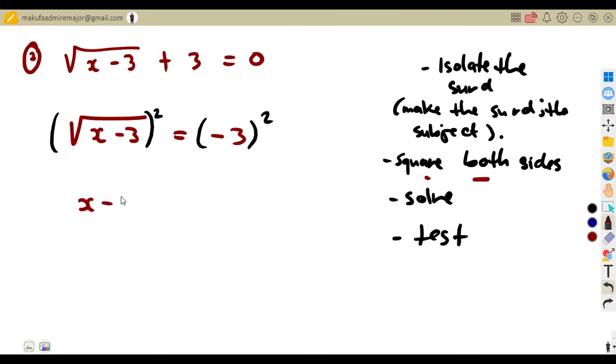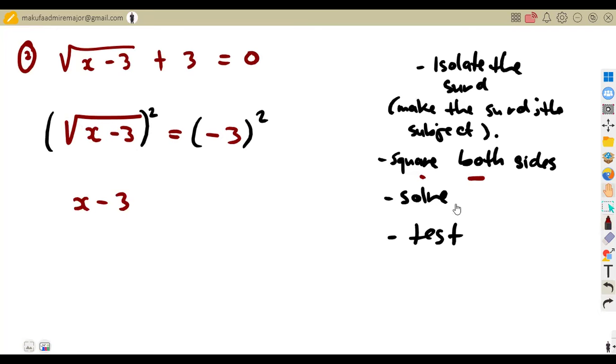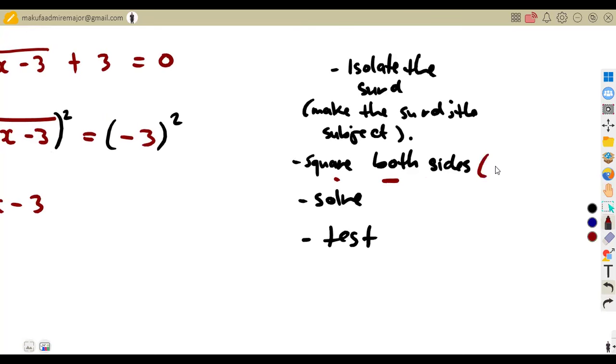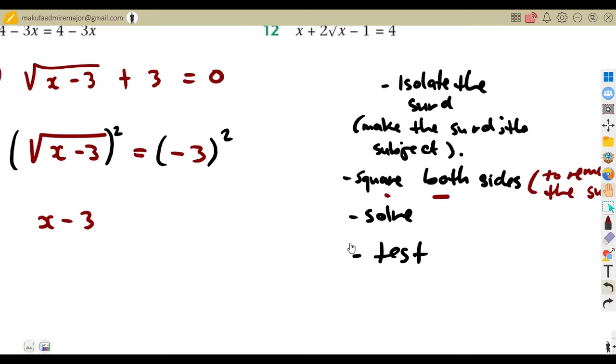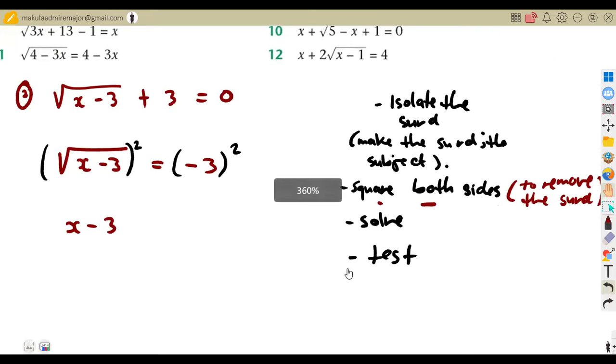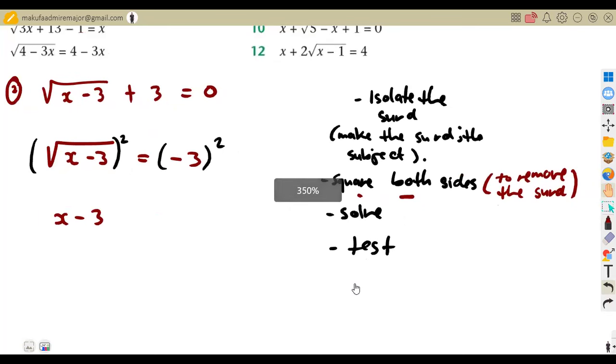So we are left with what? X minus 3. We have removed the square root. Squaring both sides is to remove the square root, to remove the surd. Let us just say to remove what? The surd, the part that is under the square root. That is the purpose of squaring both sides. So in this case, we can solve from here.